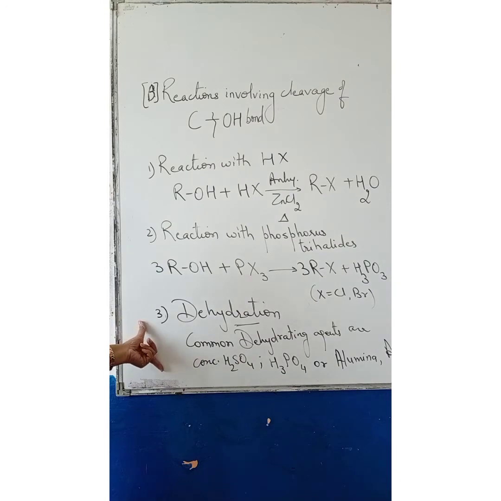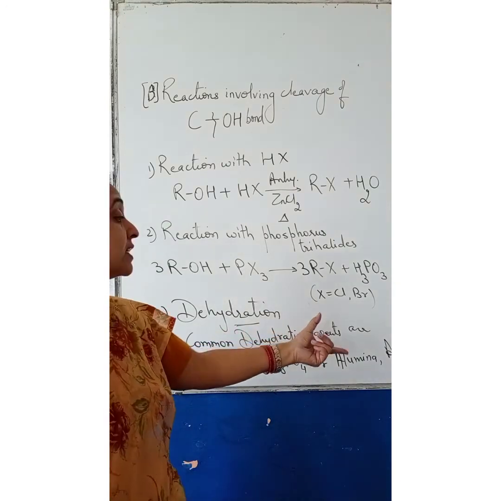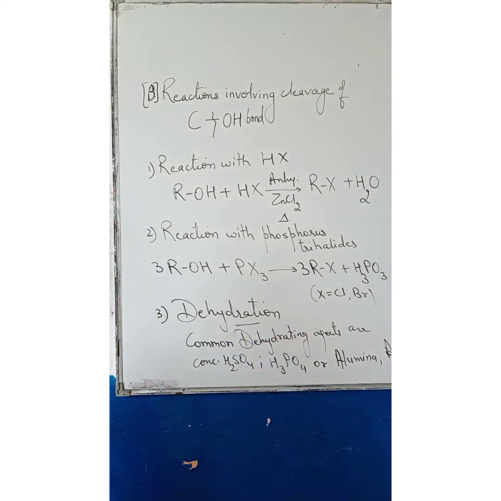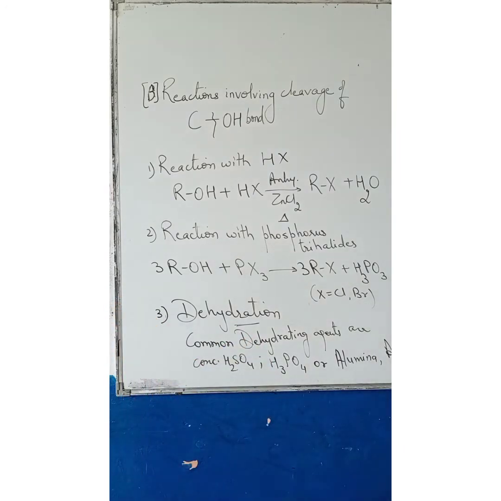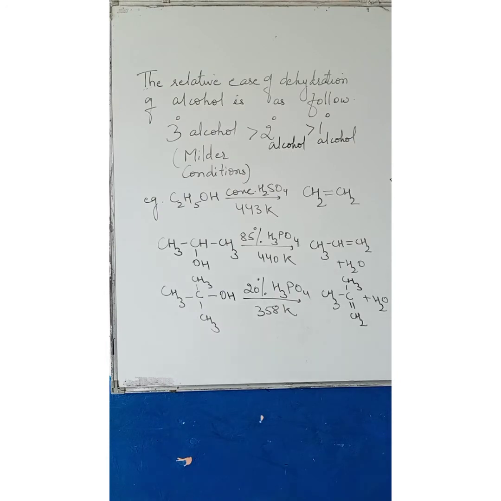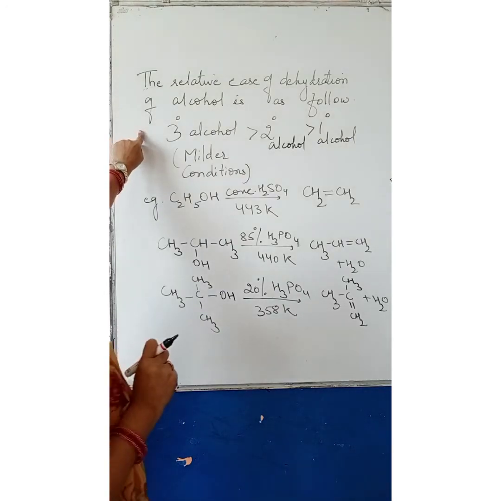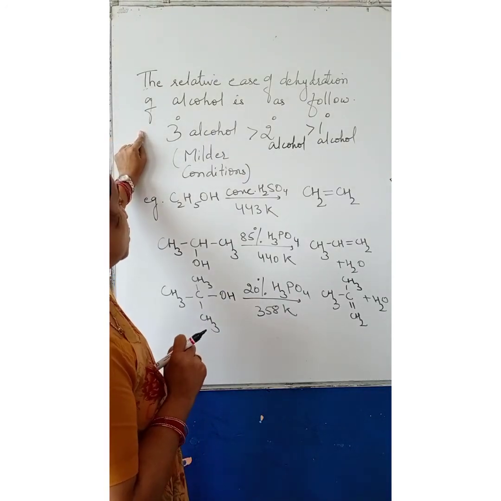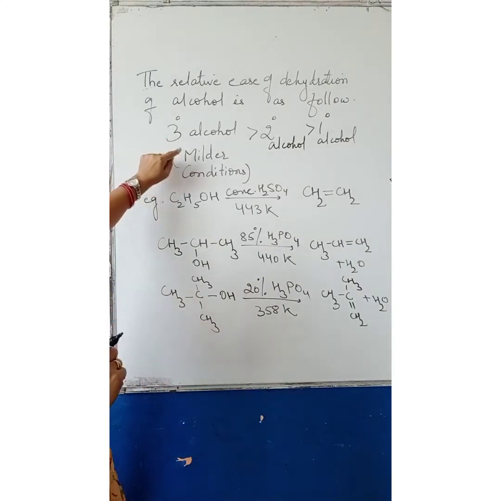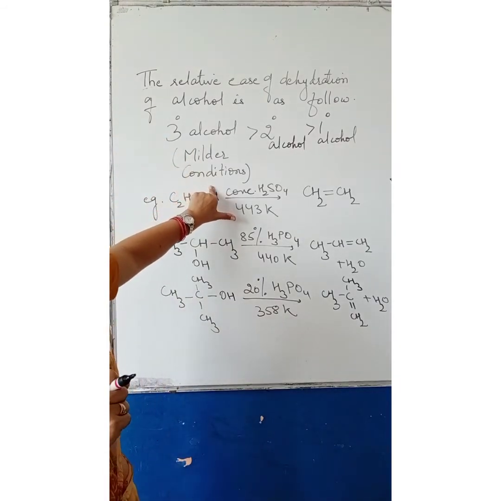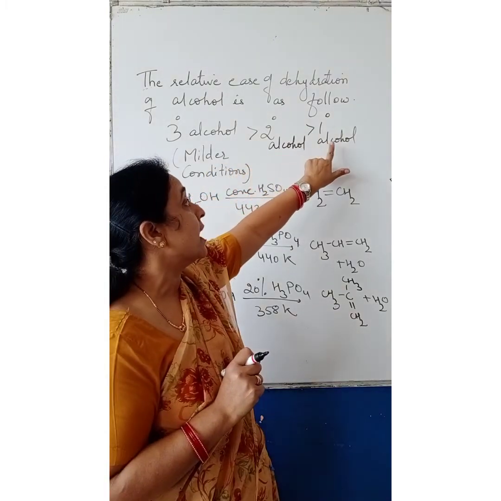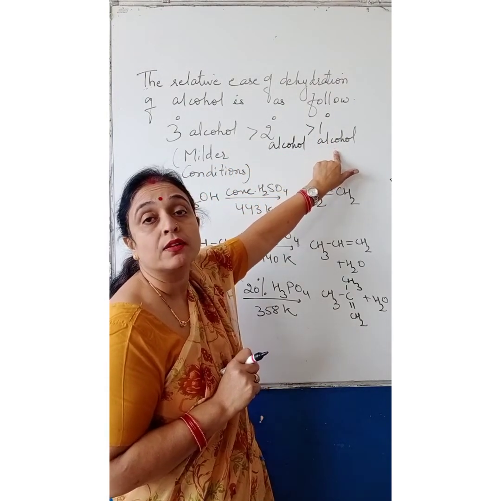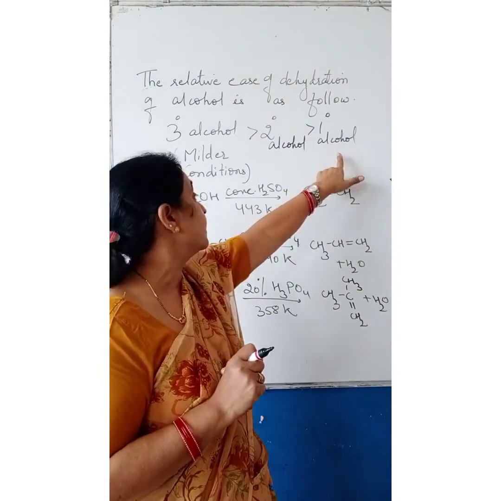So alcohols in presence of any of these dehydrating agents form alkenes. Now the relative ease of dehydration of alcohol can be given as follows. 3 degree alcohol requires milder conditions for undergoing dehydration compared to 2 degree, and 1 degree alcohol requires very strong conditions for dehydration.